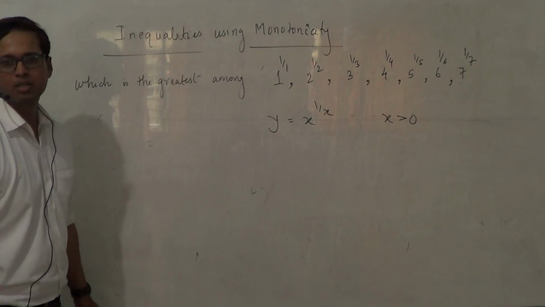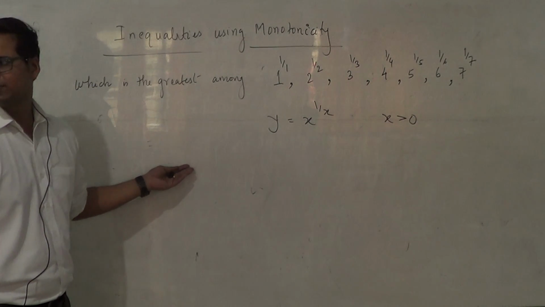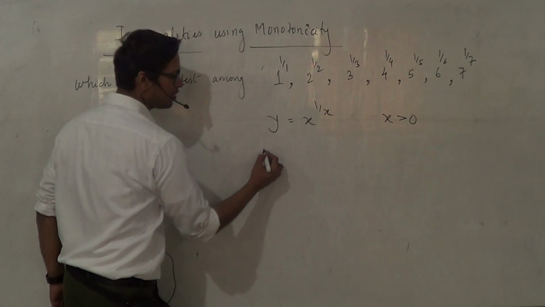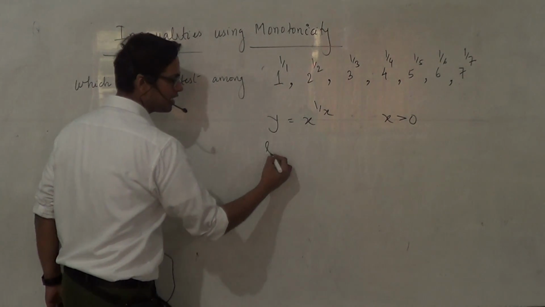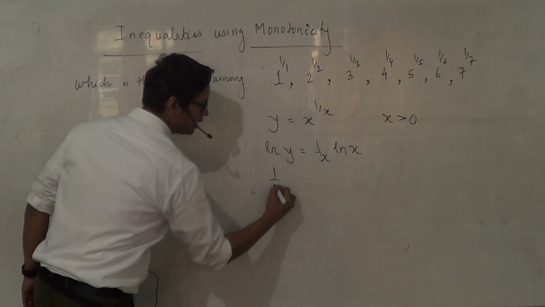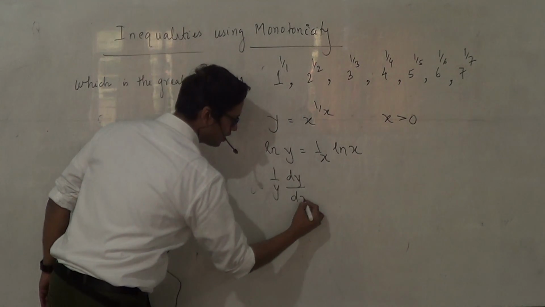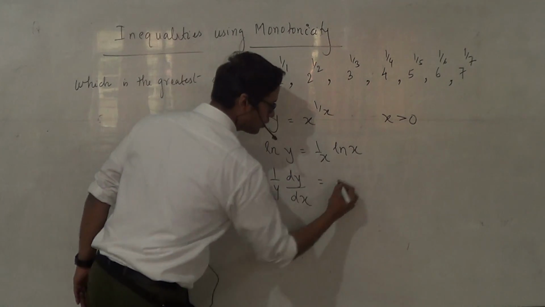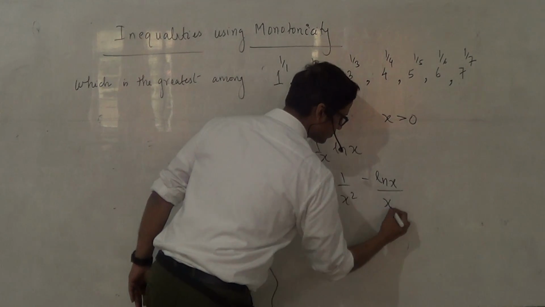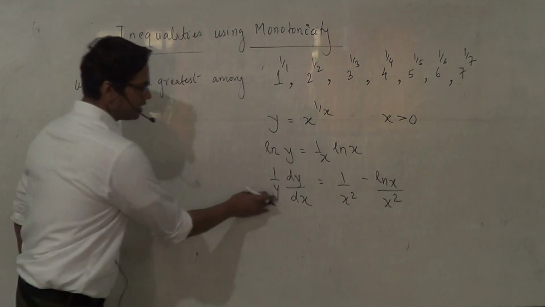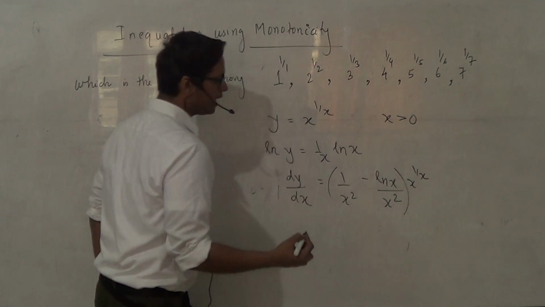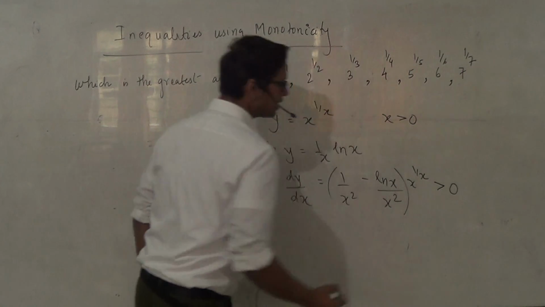Okay, what will you say? You will differentiate this, put it greater than 0. The differentiation of x to the power 1 by x, let's take log, in fact ln, and differentiate with respect to x. So 1 by y dy by dx will be equal to 1 by x square minus ln x by x square, correct? Send the y to the other side, that means x to the power 1 by x, and we'll try to solve this inequality: when is this greater than 0.